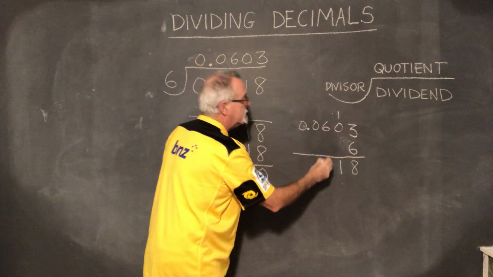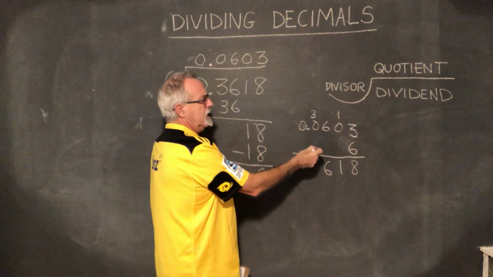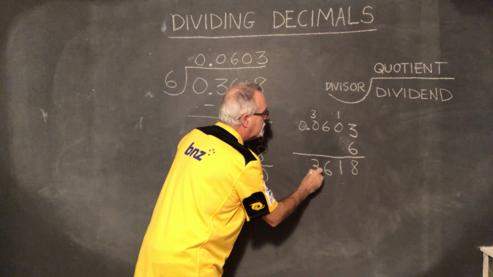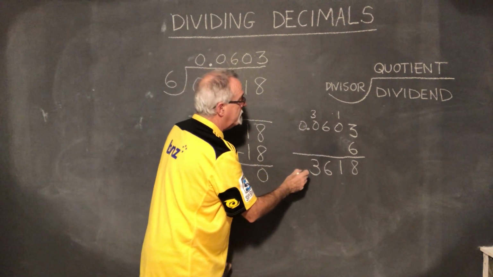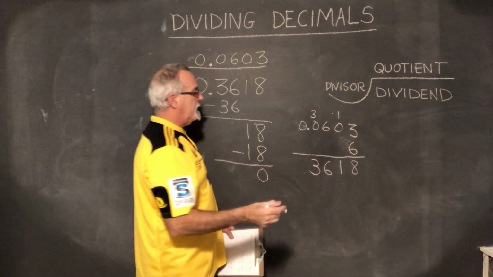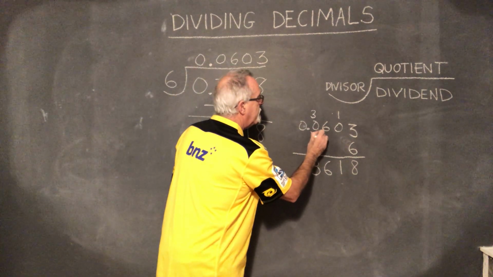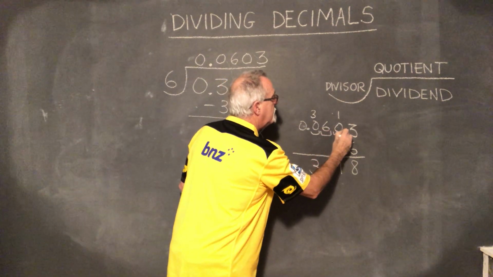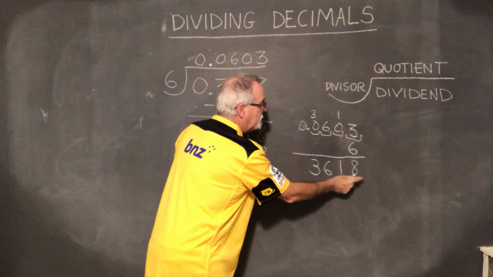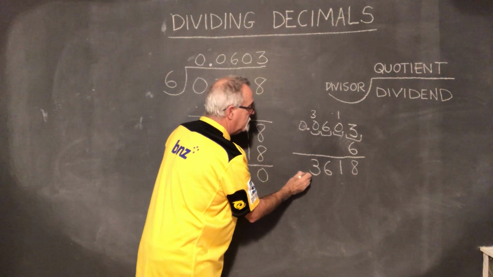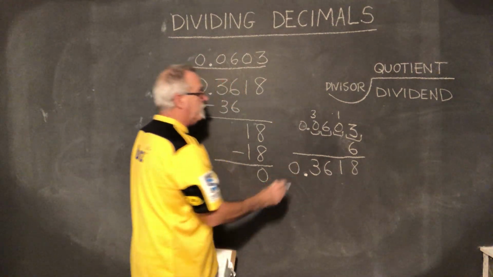6 times 6 is 36. I write the 6 and I carry the 3. 6 times 0 is 0 again, plus the 3 I carried is 3. And at that point I'm finished because I have nothing but zeros. I have gotten to the end, except I'm not finished. I have to show my decimal digits and figure out where the decimal goes in the answer. 1, 2, 3, 4 decimal digits in total in these two numbers. So I need 1, 2, 3, 4 decimal digits. That means my answer is 0.3618.